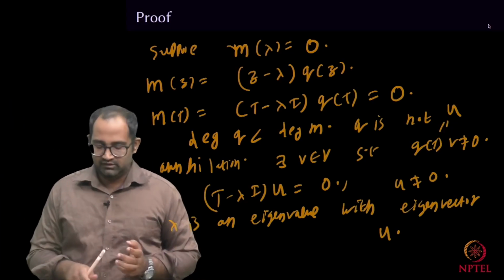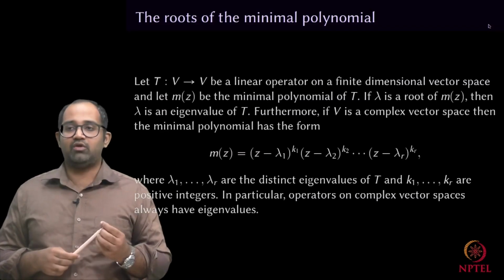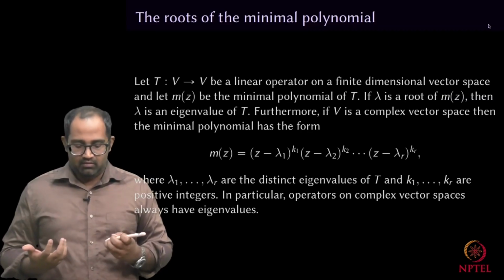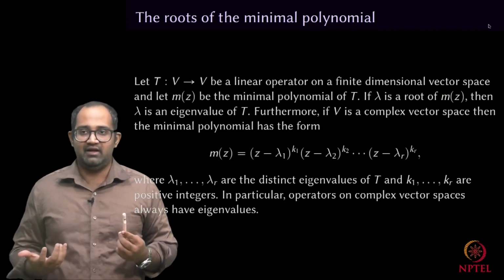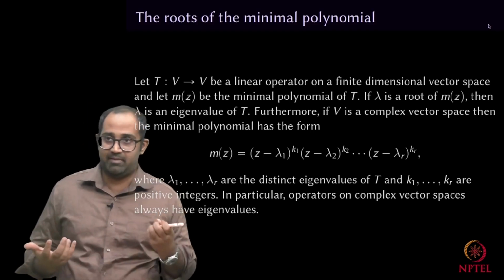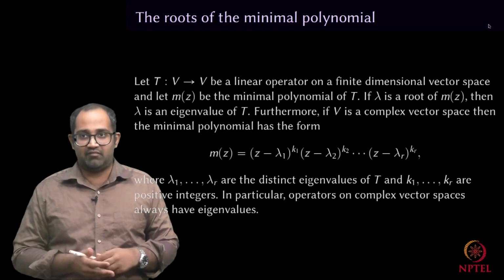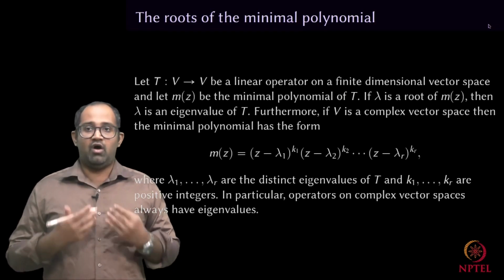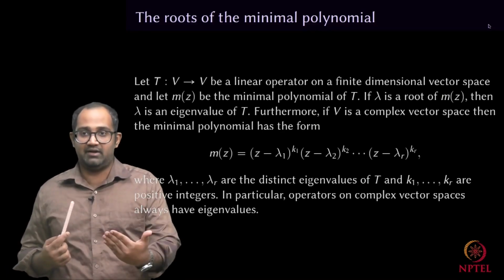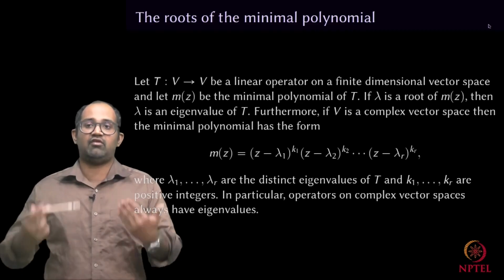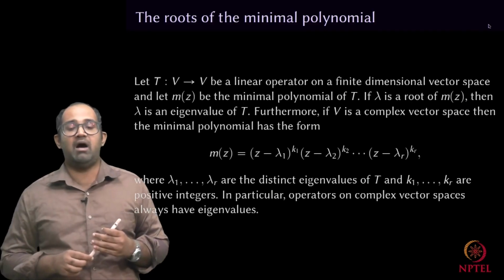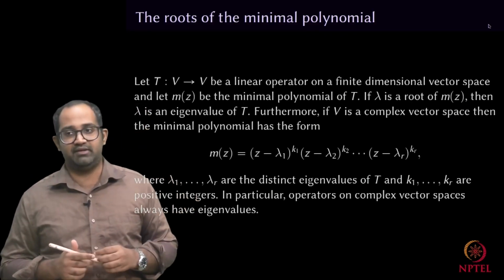Okay, so this also proves the next part about complex vector spaces. If you have a complex vector space, then you can always factor m(z) as (z − λ1)^k1 (z − λ2)^k2 ... (z − λr)^kr by the fundamental theorem of algebra. Now, because λ1 to λr will be the distinct eigenvalues by the first part, complex vector spaces always have eigenvalues. This is what makes complex vector spaces much better behaved than real vector spaces.